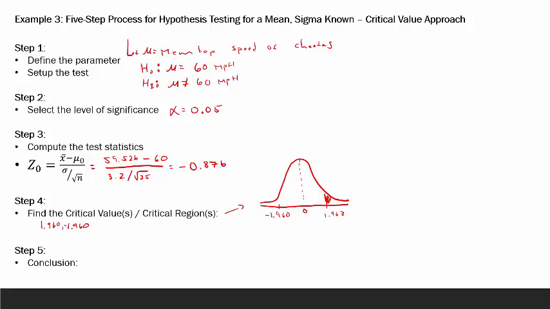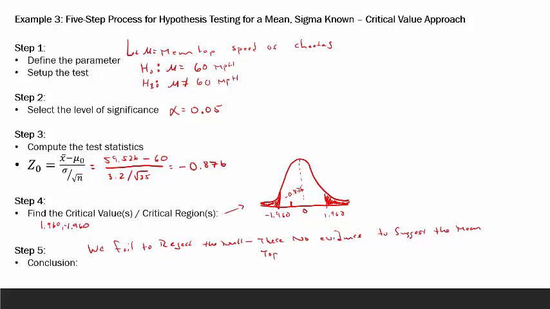So I'm going to shade to the right, that's one critical region, and then I'm going to shade to the left, that's another critical region. Look, does my test statistic fall outside of these numbers? No, it's somewhere between 0 and minus 1.960. So it is not in a critical region. When it's not in a critical region, we fail to reject the null. So there is no evidence to suggest the mean differs from 60 miles per hour.